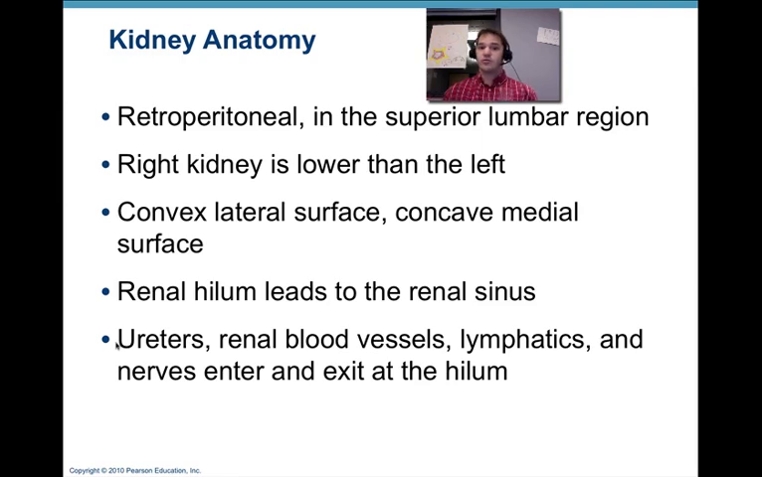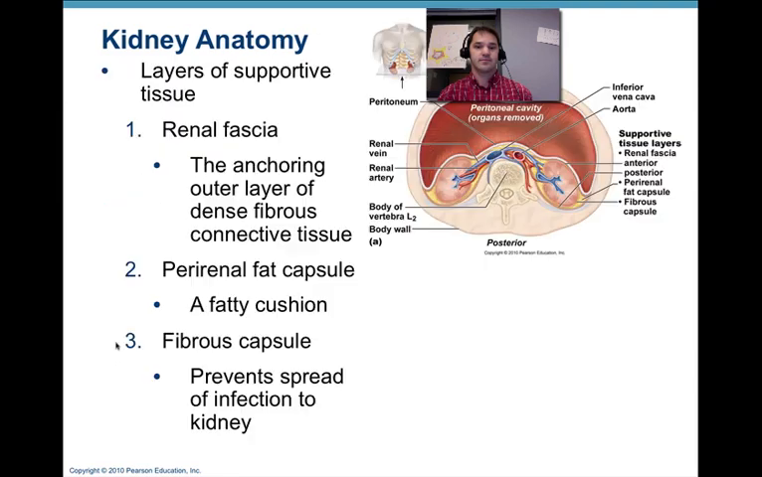So kidneys are retroperitoneal. That means they're behind the peritoneum, back against the body wall, and they have a convex lateral surface and a concave medial surface. The concave part, little C shape, is where the renal hilum is, and that leads to the renal sinus. The ureters and renal blood vessels and lymphatics and nerves, all that stuff enters and exits at the renal hilum.